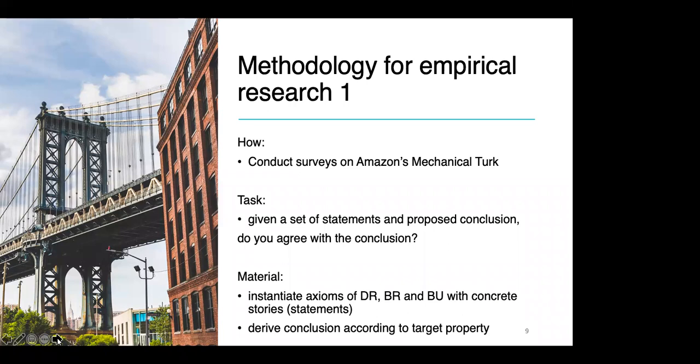These surveys were conducted virtually through Amazon's Mechanical Turk platform. The task in each survey was the same. Given a set of statements, participants were asked whether they agreed with the proposed conclusion. The material for each survey was obtained by instantiating the postulates of defeasible reasoning, belief revision, and belief update with concrete statements in the form of a story, like in our earlier examples. The conclusion in each case would be derived according to the target postulate.